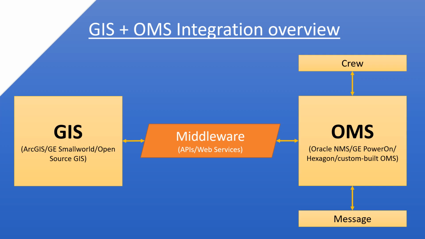The Outage Management System has subsystems like crew management, for crews to reach the failure location and restore, and the messaging queue, which informs customers of the reason for the outage and when it will be restored. GIS is a visualization tool. The Outage Management System is a set of tools to restore the outage failure.